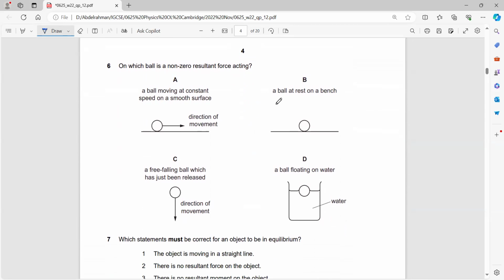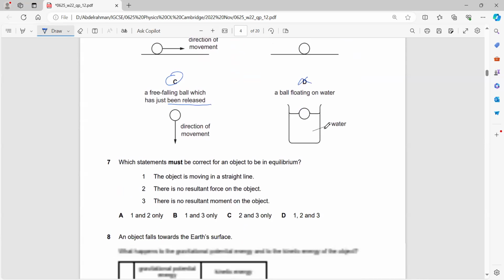On which ball is there a non-zero resultant force? What do I mean by non-zero? There's a force acting on the ball. We need one of them to have a resultant force acting on the ball. Constant speed, zero resultant force. At rest, zero resultant force. Floating, zero resultant force. The only one would be C, free falling. If it has just been released, it means that it's still accelerating.